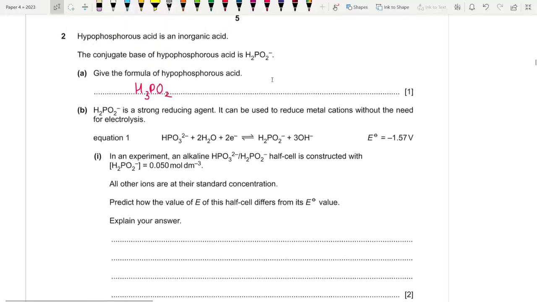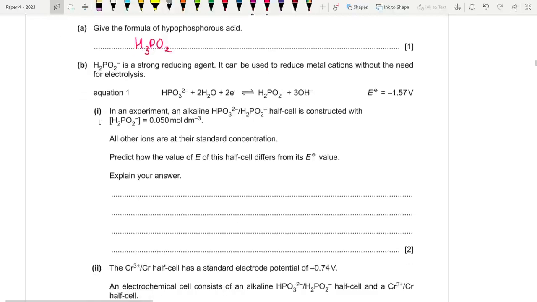H2PO2 minus is a strong reducing agent. It can be used to reduce metal cations without the need for electrolysis. Equation 1 is shown. In an experiment, an alkaline HPO3 2 minus and H2PO2 minus half cell is constructed with concentration of H2PO2 minus 0.050. This is not standard conditions, because you know that the standard condition is 1 mole per dm cube, right? All other ions are at the standard concentration, so 1 mole per dm cube. Explain how the value of E of this half cell differs from the standard value.